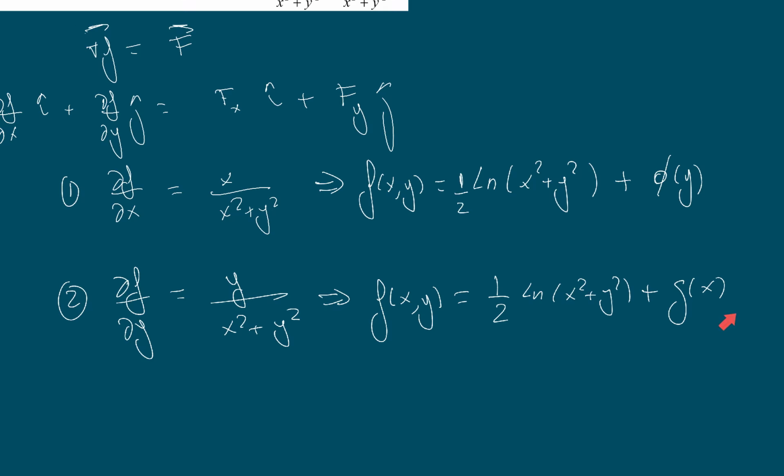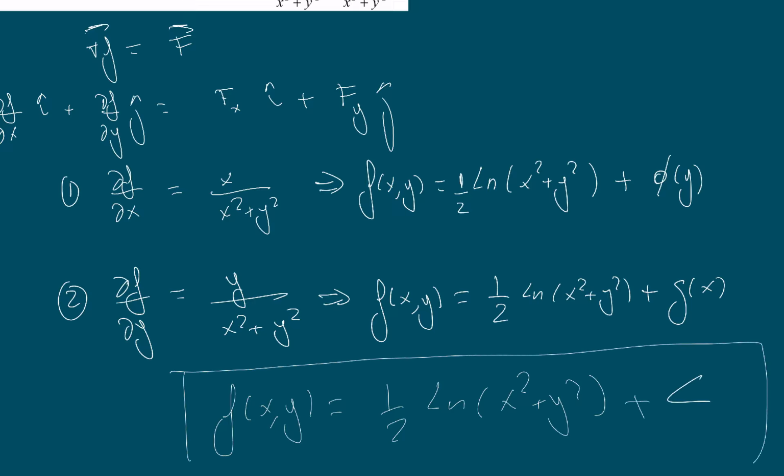When a g of x appears here and a g of y appears there, to accomplish both conditions you need to put a constant c that doesn't depend on x and y, and now you will fit both conditions. So f of x y should be 1/2 natural log of x squared plus y squared plus c. And this is the answer. Okay, let's go to the next problem.